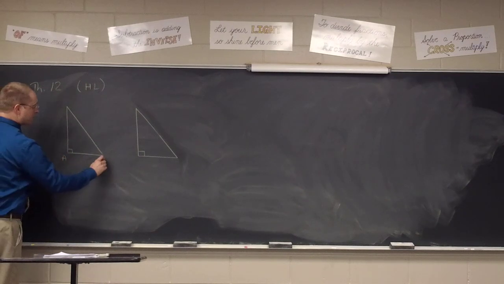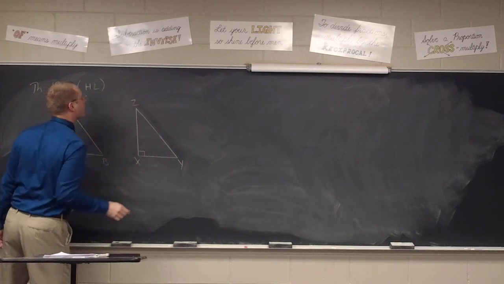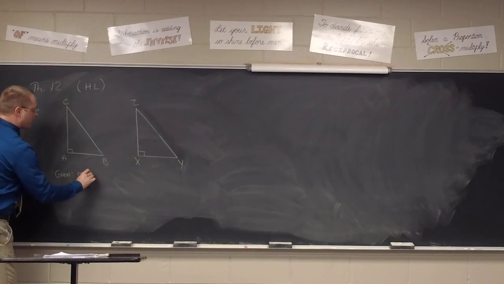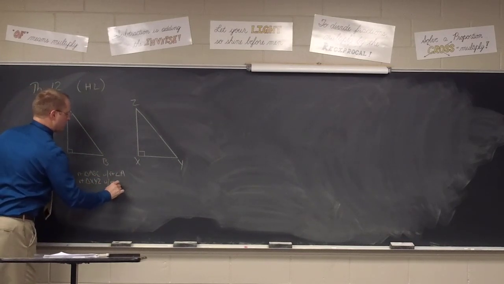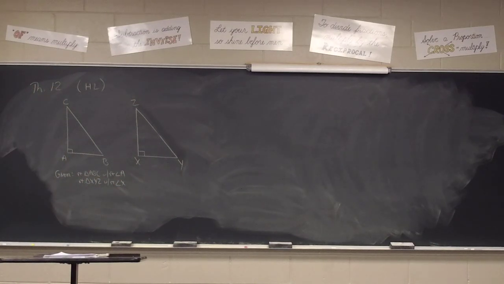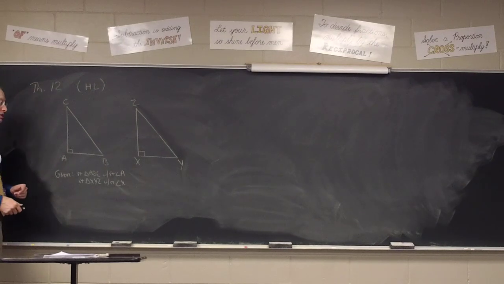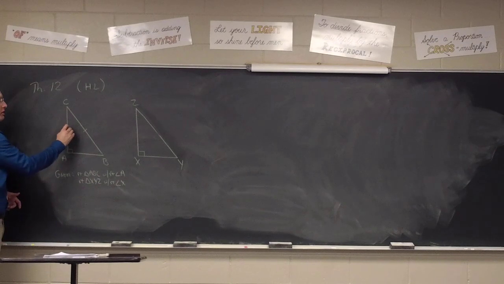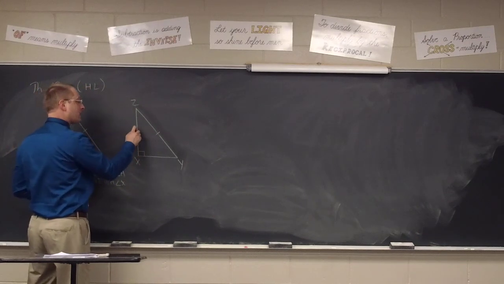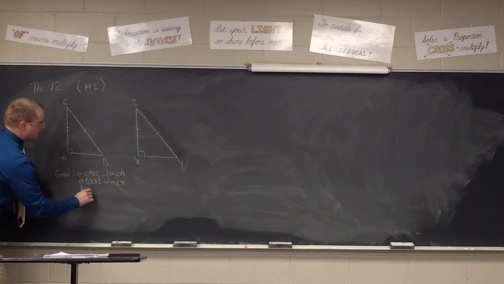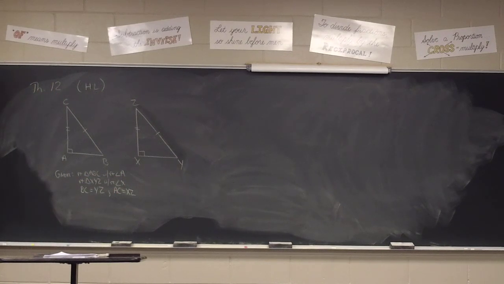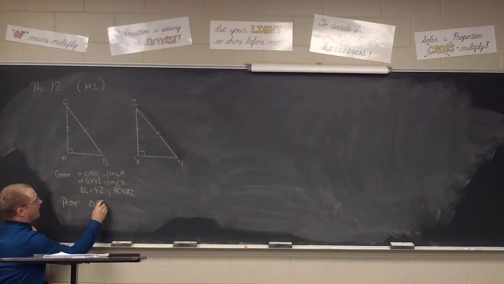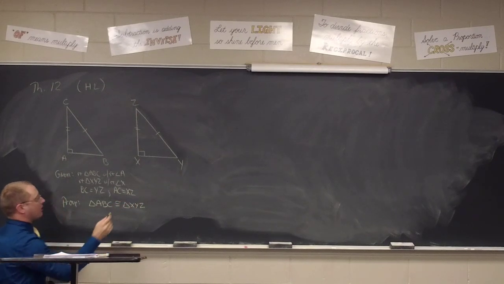Okay. Let's call the one ABC and the other XYZ. We are given right triangle ABC with right angle A, and right triangle XYZ with right angle X. The theorem states that these two triangles are going to be congruent if the hypotenuse and a leg, let's go with this one, are equal to the hypotenuse and a leg of the other. So we'll also be given that BC equals YZ, the hypotenuses are equal, and AC equals XZ, the legs are equal. We want to prove that if the hypotenuses and legs are equal, the triangles have to be congruent. So prove triangle ABC is congruent to triangle XYZ.